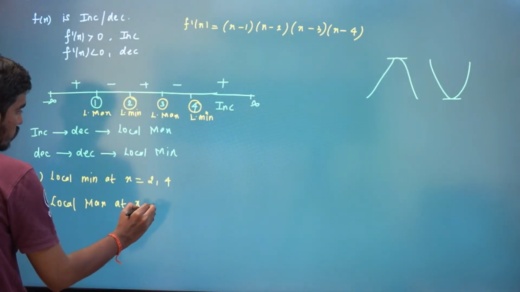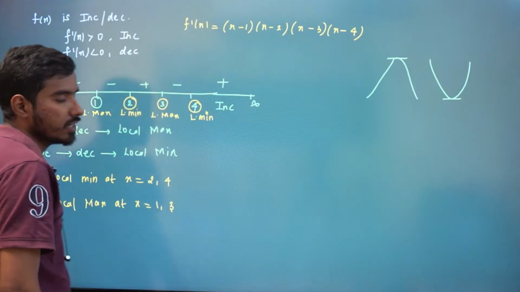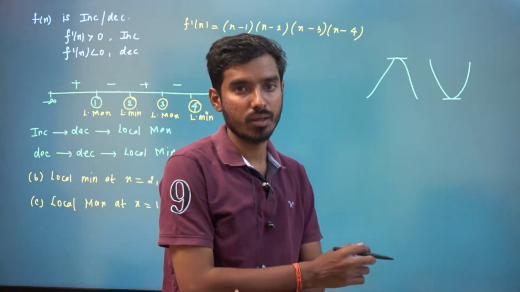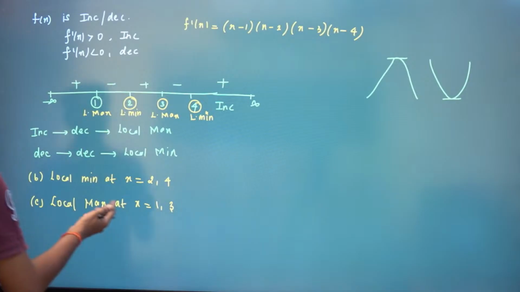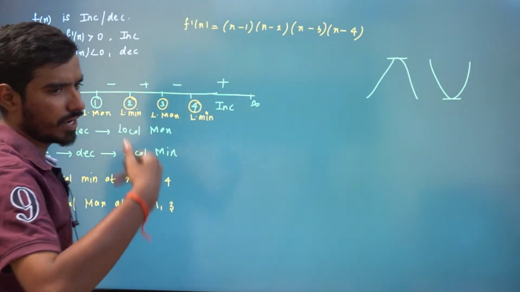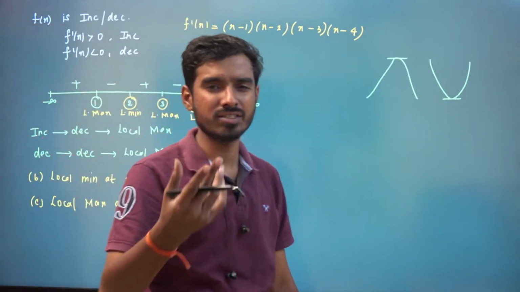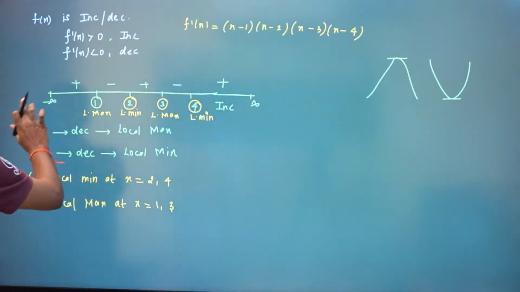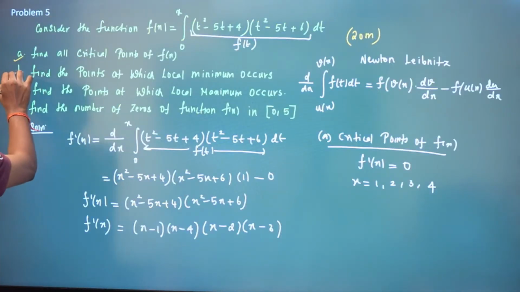Local maximum at x equal to 1 and 3. So at 1 and 3 it attains maximum, and at 2 and 4 it attains minimum, right? This is very convincing, right? Instead of finding the second derivative and substituting all those points, which will take time, right? Okay, now we have completed these three parts.